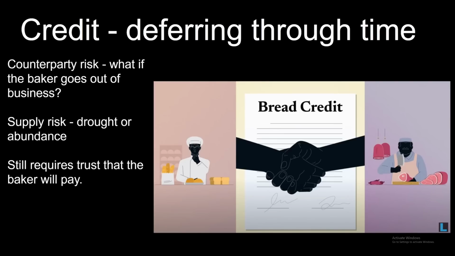However, there are a number of issues with this form of money. So one of the first ones, counterparty risk. What if the baker goes out of business? You're kind of trusting that the baker is going to be able to make good on his promise in the future, but there is no guarantee of that.